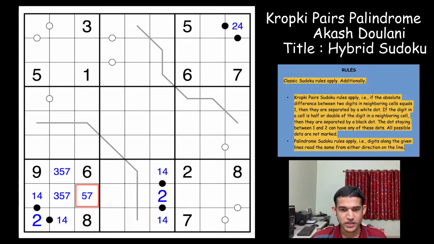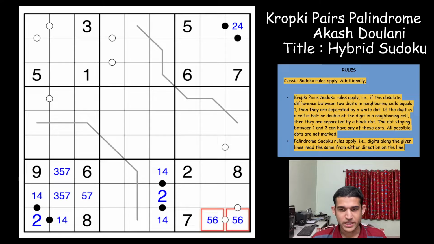Okay, so I'm looking at row 9 and I'm seeing this white dot, which means these cells are consecutive. It cannot be 1, 2, 4, 7, 8. So we are left with 3, 5, 6 and 9. And you'll notice that the only pair of cells which form a consecutive pair is 5 and 6. 9 is eliminated and 3 is also eliminated. So this is the only pair.